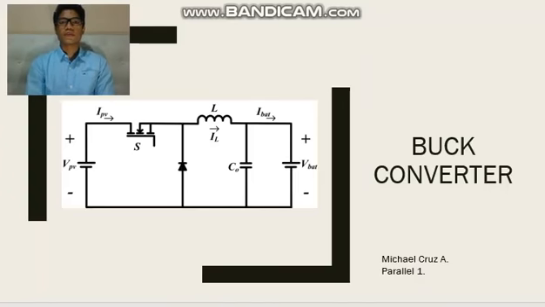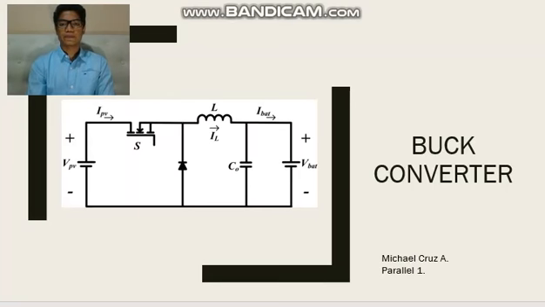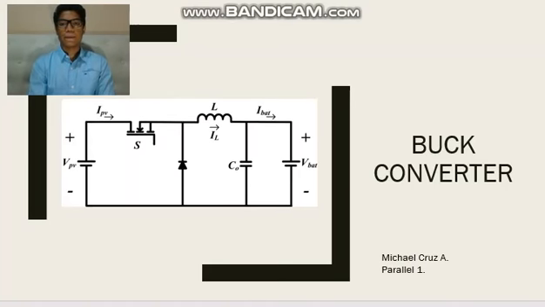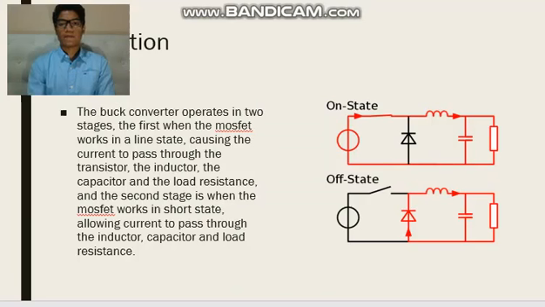The buck converter. The buck converter is a power converter which gets its output at a voltage less than its input. The buck converter operates in two states.